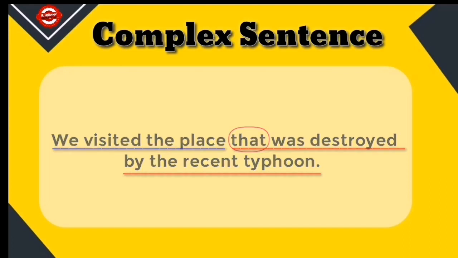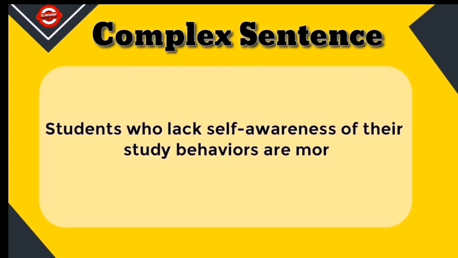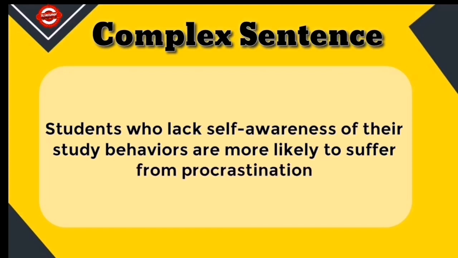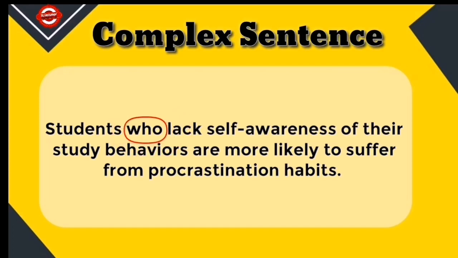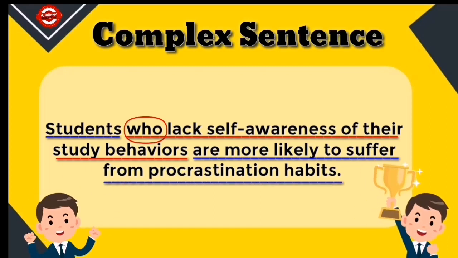Let's have another example. Students who lack self-awareness of their study behaviors are more likely to suffer from procrastination habits. Can you identify the dependent clause in the sentence? What is your clue? What is the independent clause in the sentence? If your clue is the relative pronoun "who," your dependent clause is "who lack self-awareness of their study behaviors," and your independent clause is "students are more likely to suffer from procrastination habits," you are more likely to get the answers accurately.